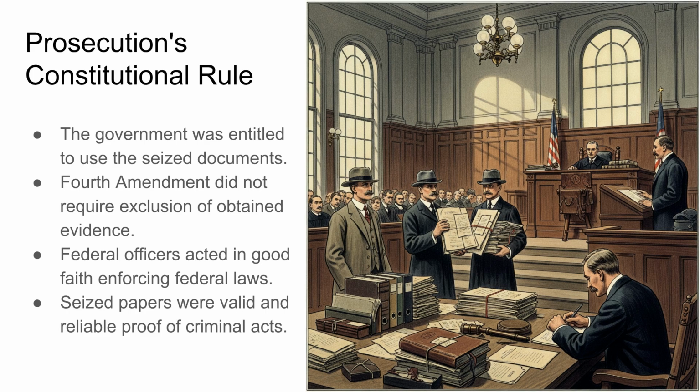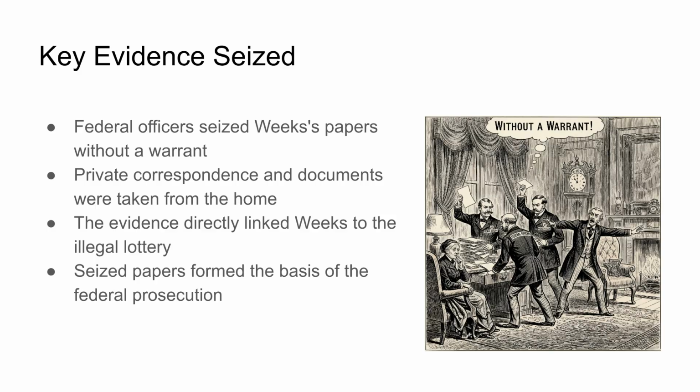According to the prosecution's constitutional rule, the government was entitled to use the seized documents. Federal officers enforced laws in good faith, and the seized papers were valid proof of criminal acts. The key evidence seized included Weeks's private correspondence and documents, taken without a warrant. This evidence directly linked Weeks to the illegal lottery and formed the basis of the federal prosecution.